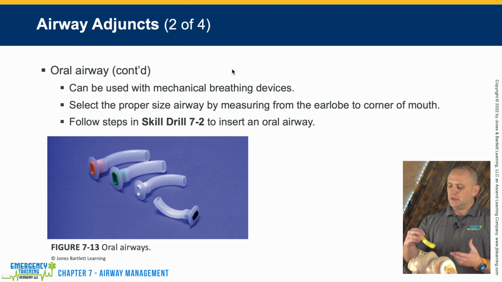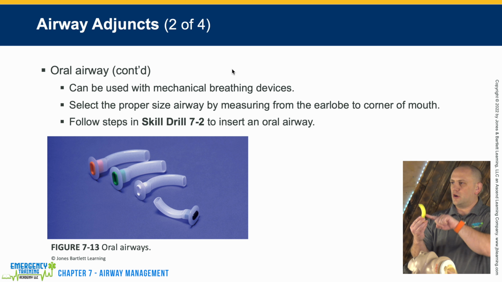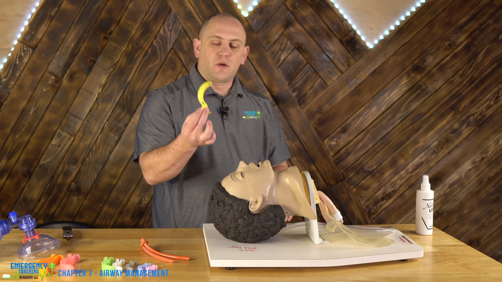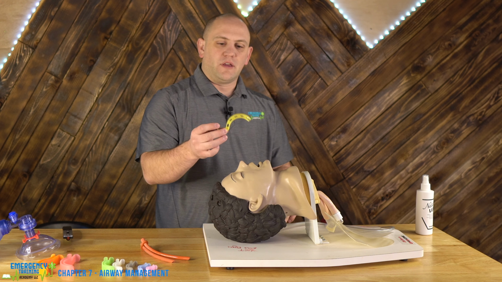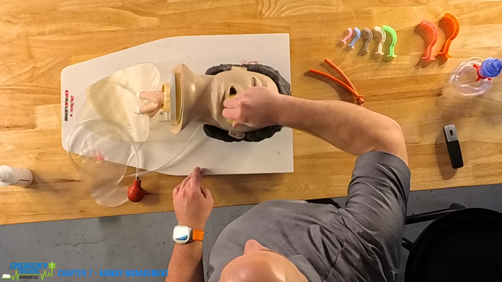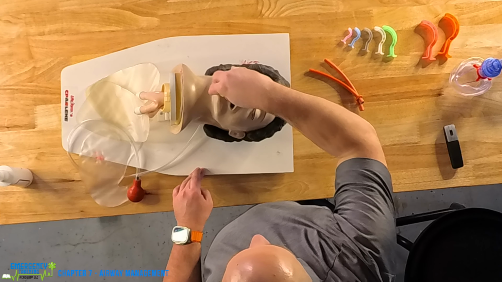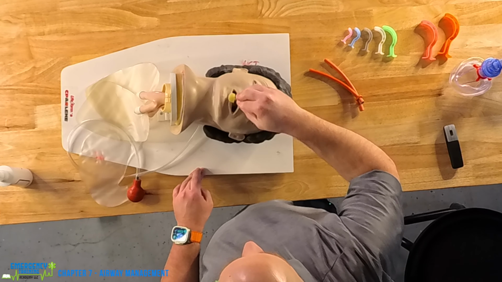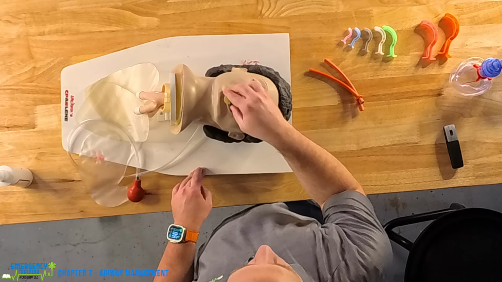So when we insert these, we insert them a little bit different for adults versus kids. And the idea is that we want this curve to hold the tongue out of the way, and so we're going to stick with the adults. You stick the curve towards the top of the mouth and then twist it 360 as it goes down and insert it, and that is going to help hold the tongue out of the way.